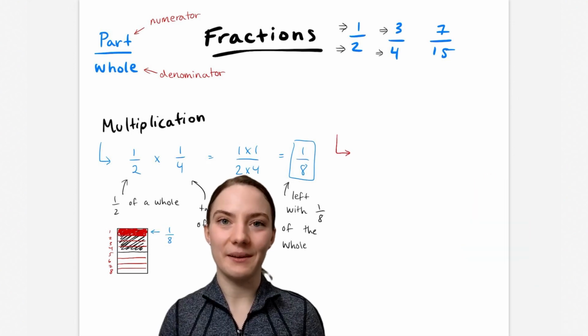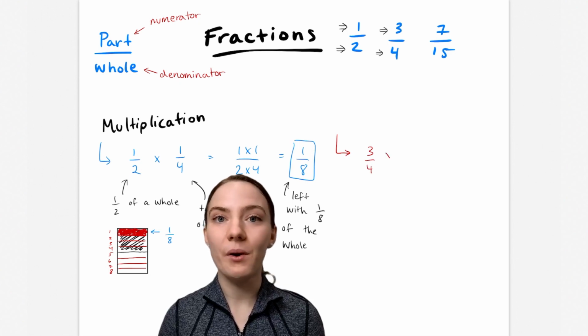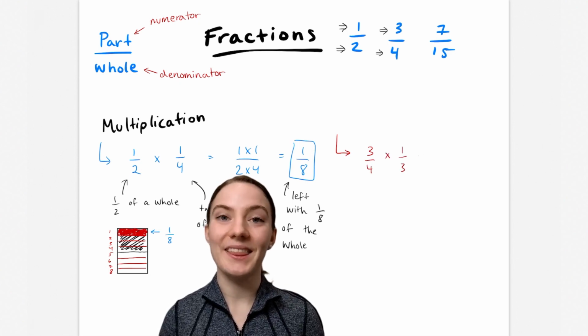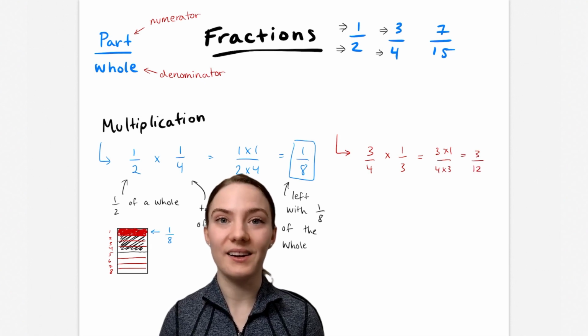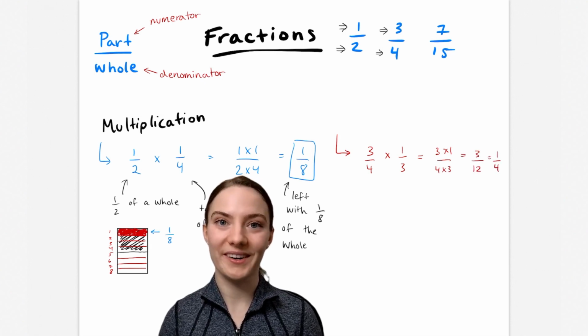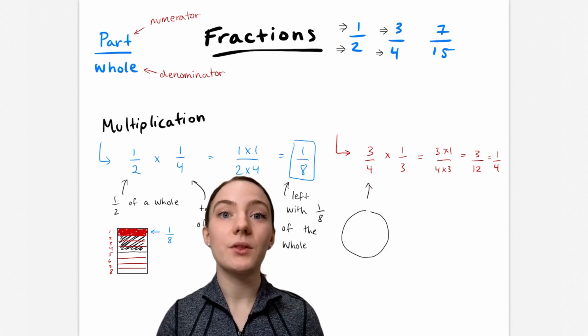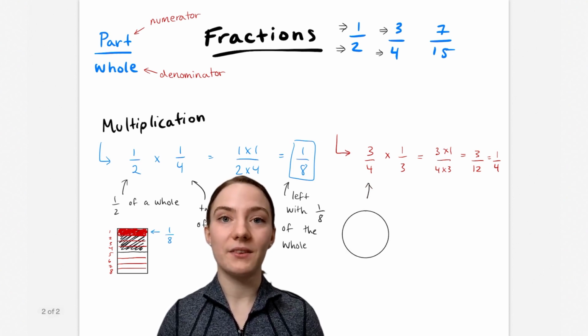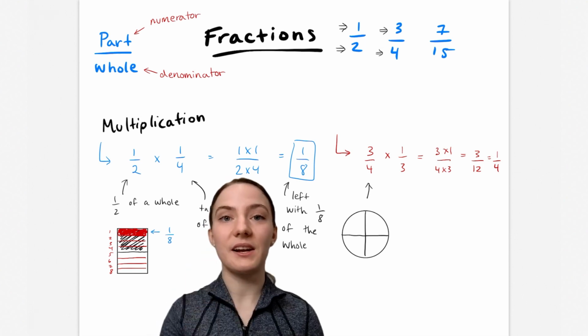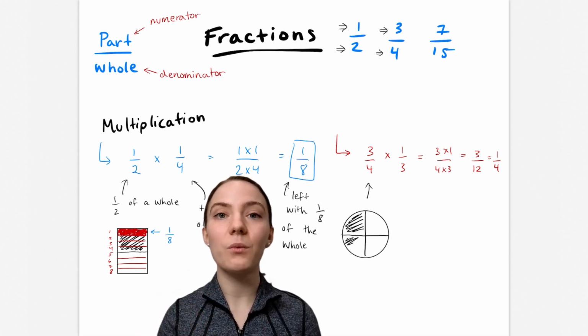Let's do one more example. So here we have 3/4 times 1/3, and that would get us 3 over 12, which we could simplify to 1 over 4. And now I'm going to visualize this with a circle this time. So we have 3/4, which means we would take our circle, split it into 4 parts, and we're working with 3 of those 4 parts.